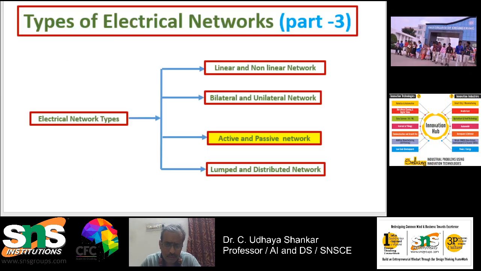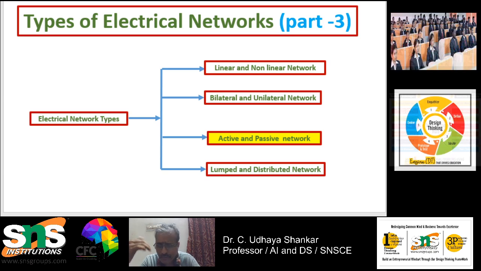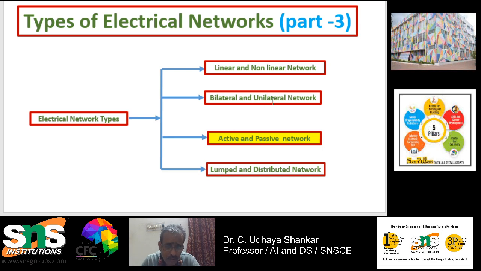Just to have a small brief of what we have discussed, you can see that an electrical network has four different ways of classification. One is linear and non-linear network. The other one is the bilateral and unilateral network. The third one is active and passive network. And the last one is lumped and distributed network.